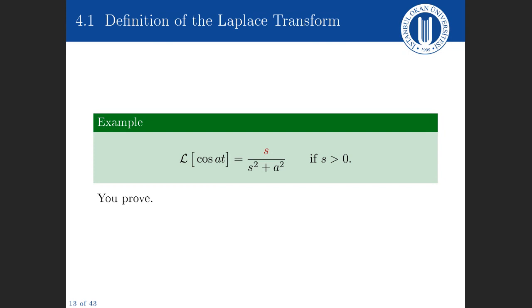Next example, we could also, using the same method, using integration by parts twice, show that the Laplace transform of cos at is s divided by s squared plus a squared. I'm going to leave this for you to check. Let me just remind you, on the previous page, the Laplace transform of sine at was a divided by s squared plus a squared. We have almost exactly the same formula for the Laplace transform of cos at, but instead of a on the top, we have s on the top.